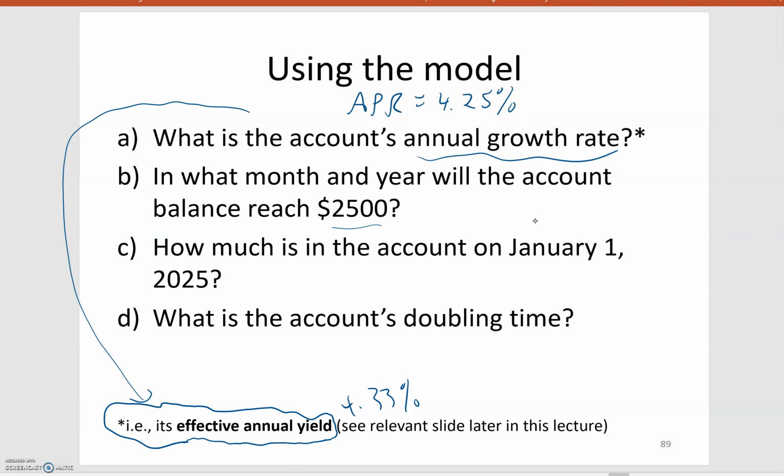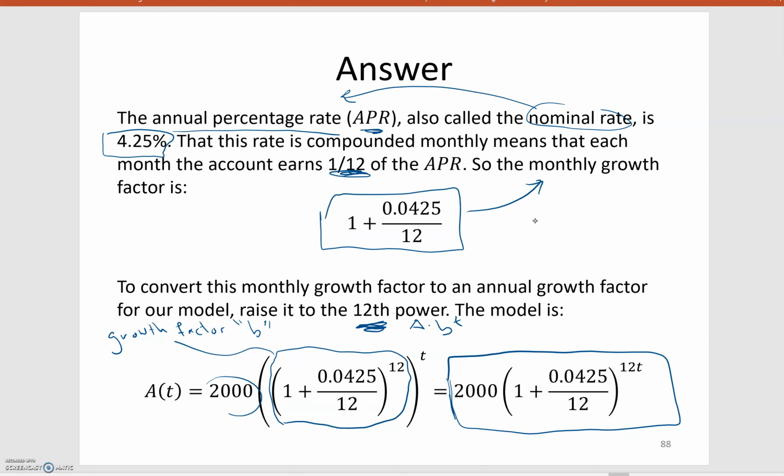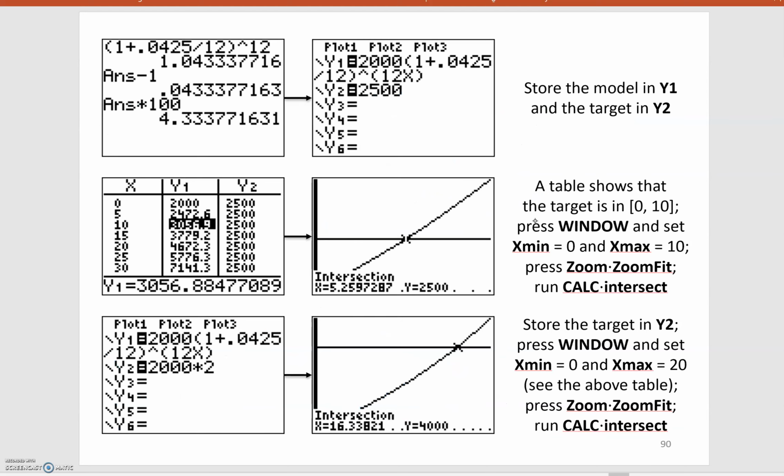So that's going to be a calc intersect question. We will take our model. That's going to be Y1, and Y2 will be 2,500, and then we do the intersection. That's what you see happening here. There's really nothing new in this. It's the same sort of procedure that we've done before, but you certainly should make sure you can do it. Probably the main difficulty is typing all this stuff into your calculator correctly. And then we use the table to figure out our x min and max, and then we do zoom fit and find your intersection. Okay.